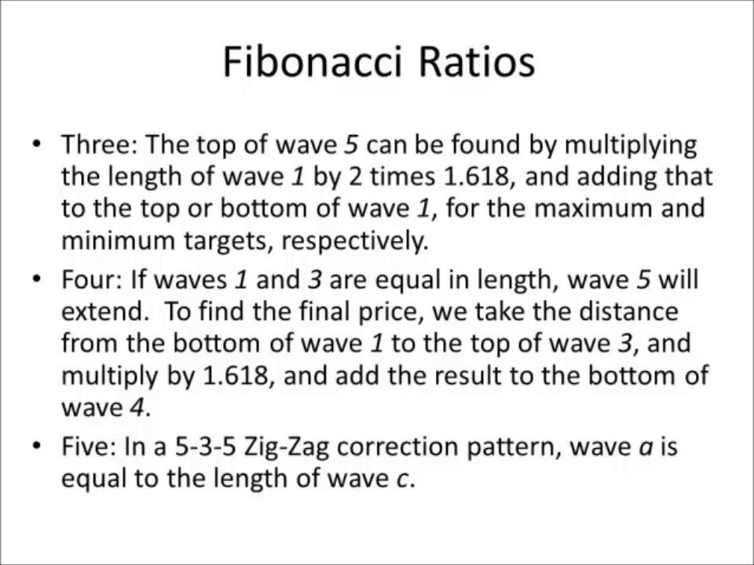How do we find this? Well, we take the length of wave 1, multiply that by 2, so we double it, and then we again multiply it by the Fibonacci ratio, 1.618. So now we're going to have a wave 1 that's times 2 times 1.618. We add that length to the top or bottom of wave 1, and this gives us the maximum and the minimum target. So if we add it to the top of wave 1, that gives us the maximum target. We add it to the bottom of wave 1, that gives us the minimum target. Alright, so the top of wave 5 will be somewhere in between that maximum and minimum.